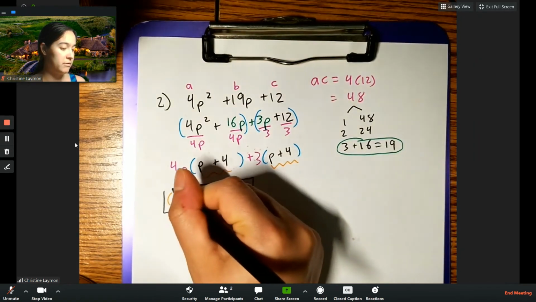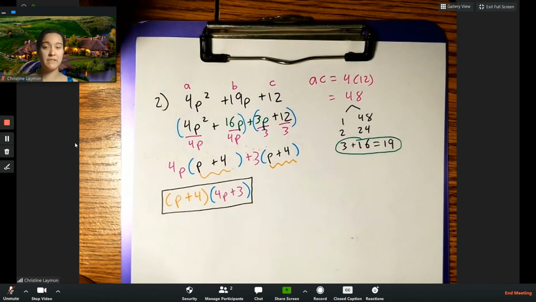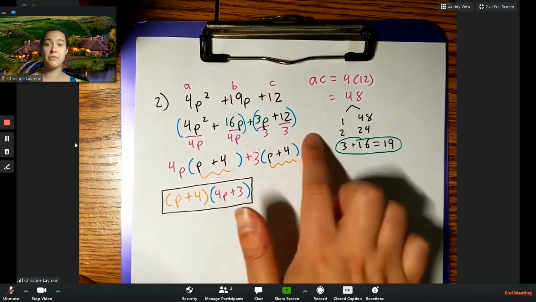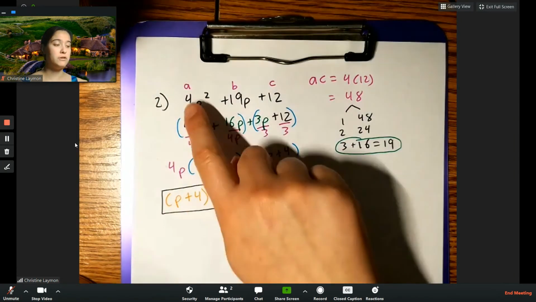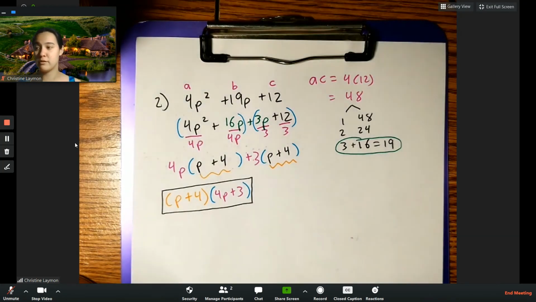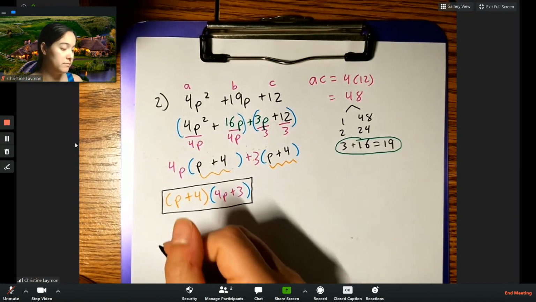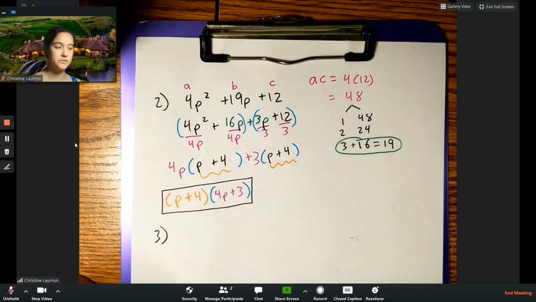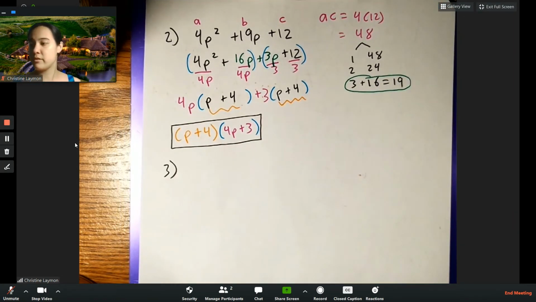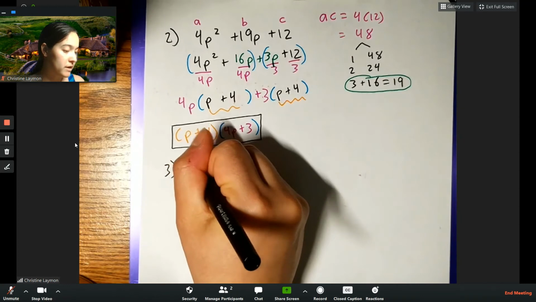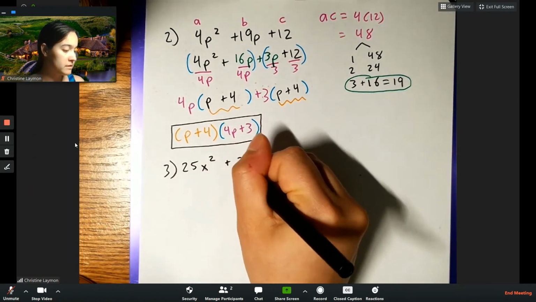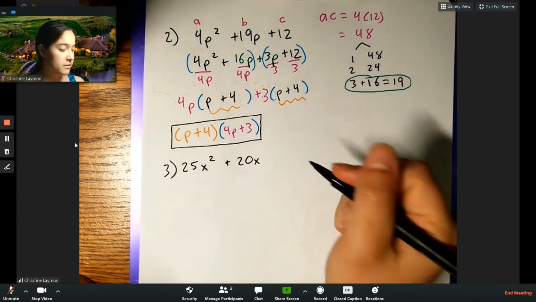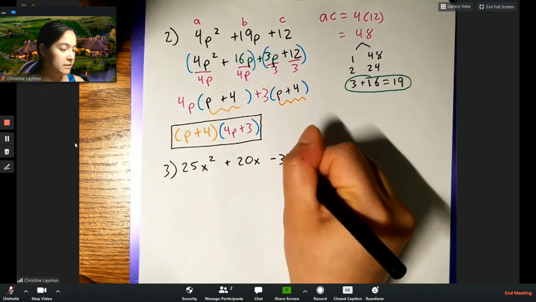This one is now in factored form. And again, this is another example of using factoring by grouping, because I had to group stuff together. It was a trinomial, 3 terms, and my first term, my a value, was not 1. Let me go ahead and do one more. Slide this up. For this next one, I'm going to have 25x squared plus 20x minus 32.